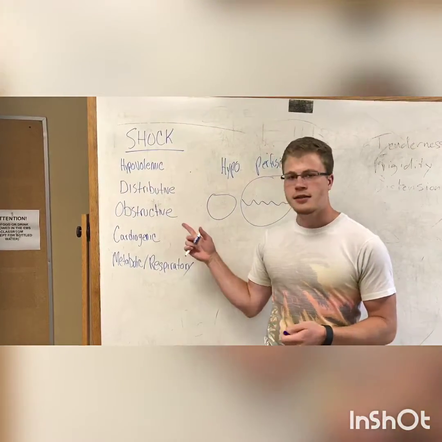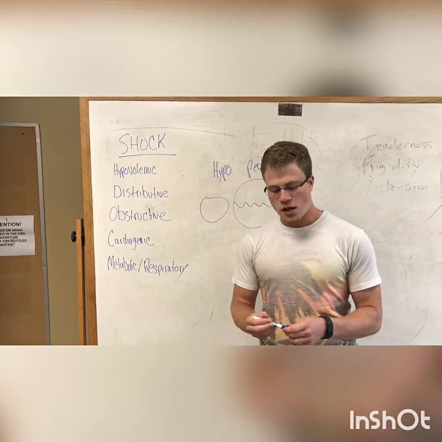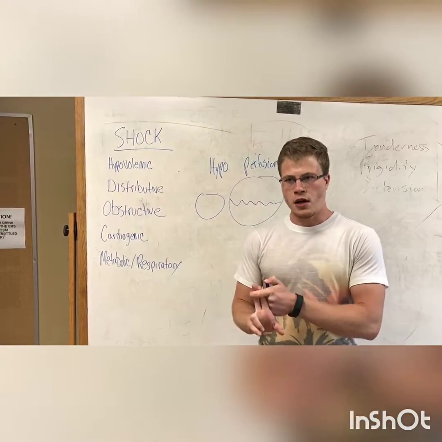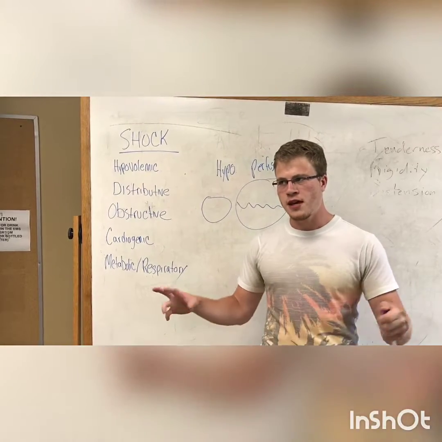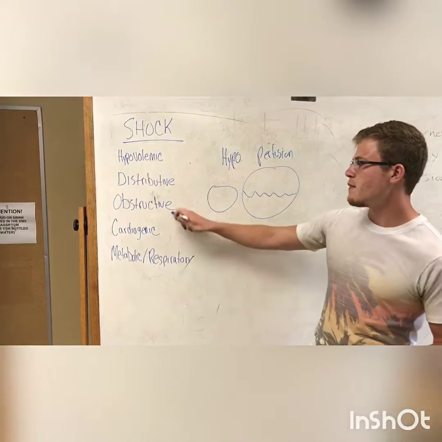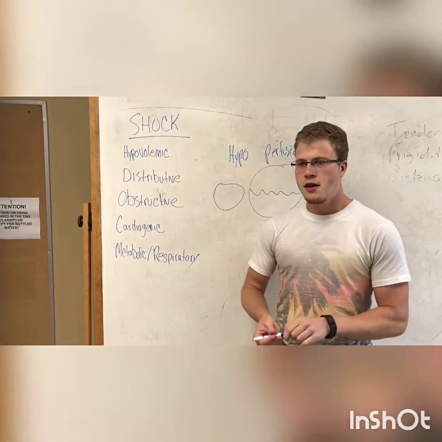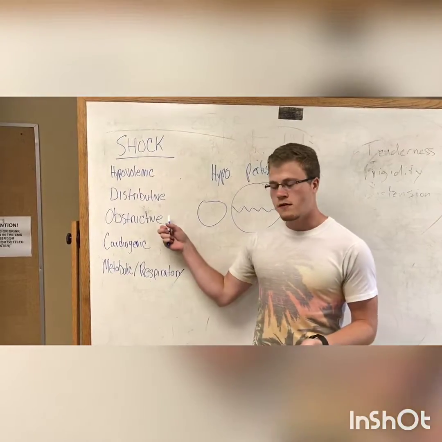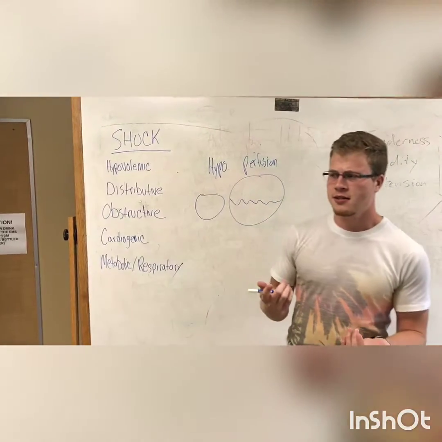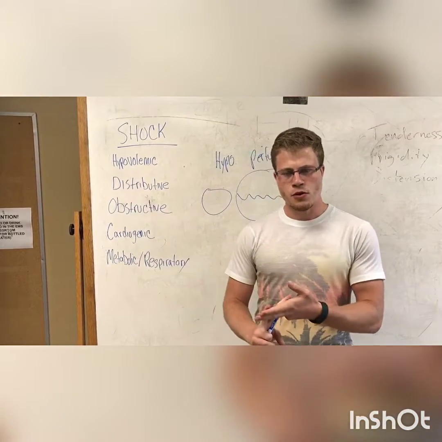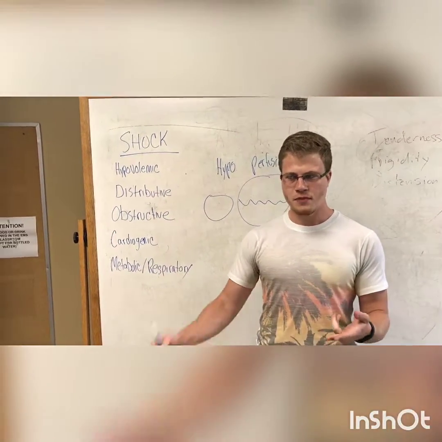The third type of shock is obstructive shock. Now, obstructive shock, you have adequate fluids in your body, whether it be blood and others. Your blood vessel tone is perfectly fine. It's not dilated or constricted, but what's actually happening is there's some kind of obstruction within those blood vessels. It can cause great resistance, therefore leading into obstructive shock. Some common causes of obstructive shock are embolisms, pneumothoraxes, as well as tamponade.